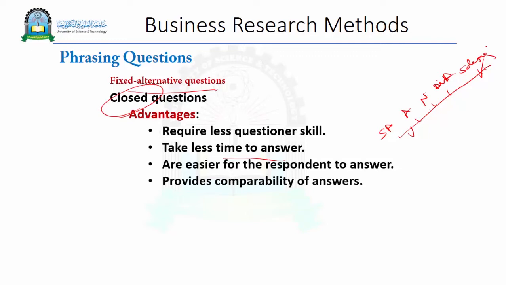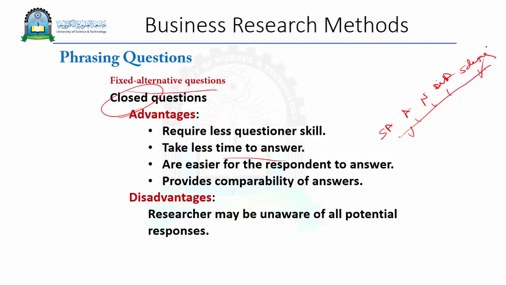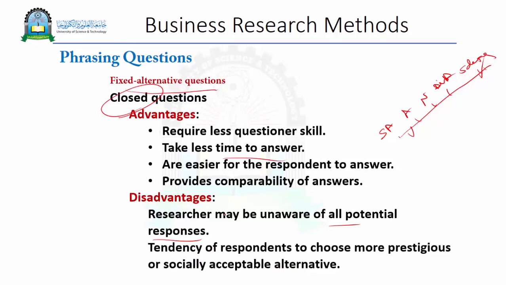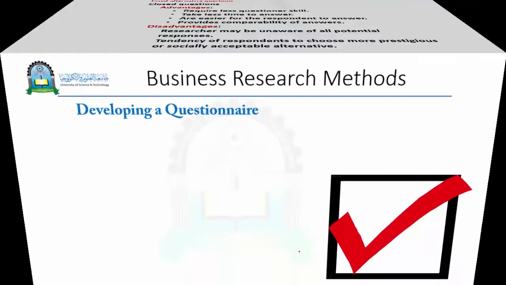It also provides comparability of answers. In the analysis, we are going to be calculating the means or the averages. The disadvantages of this type of questions is that researchers may be unaware of all potential responses. So the respondent might need some other answer and it's not there. And also there is a tendency of respondents to choose more prestigious or socially acceptable alternatives. Some of the alternatives are not socially acceptable, for example.